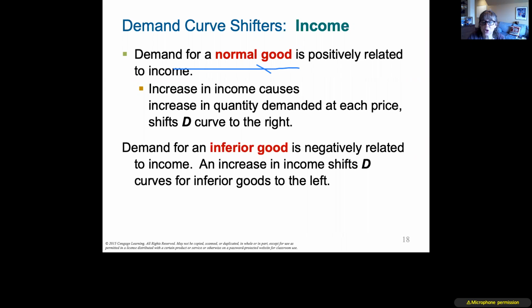However, an inferior good is negatively related to income. That means as your income increases, it actually shifts the demand curve to the left because you buy less of it. So what are examples of this? And this is really one of the things that is directly associated with social norms. So for instance, people may think that riding the bus is an inferior good.